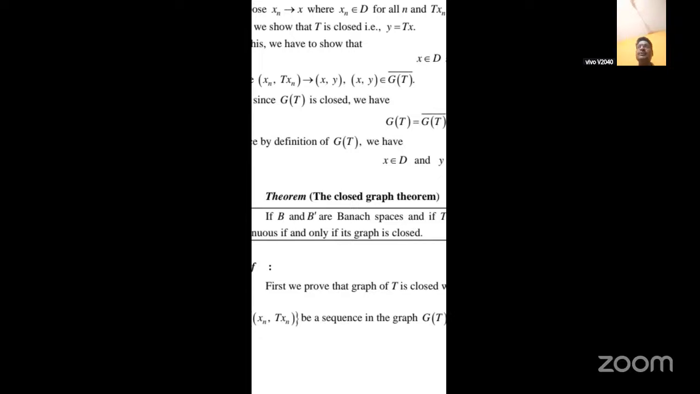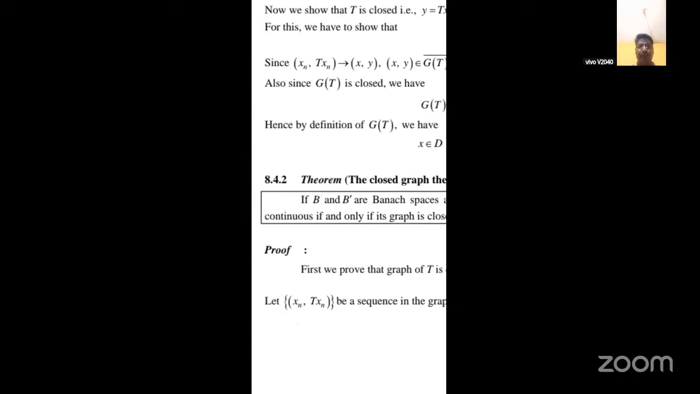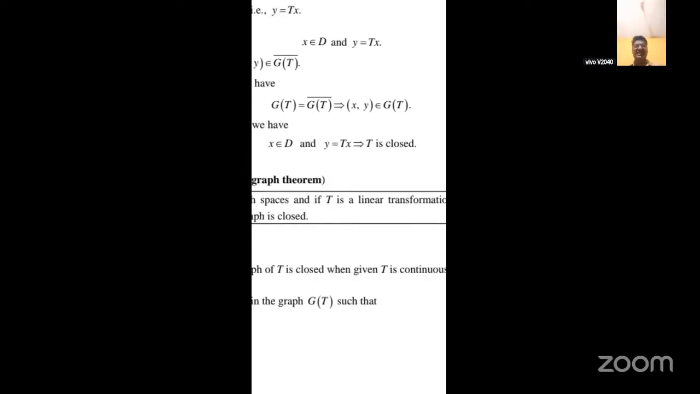Sufficient part: if the graph is closed, where the graph of T consists of the pairs x and Tx, then automatically the transformation is continuous. That is the sufficient part. First, we prove that the graph of T is closed. That is the necessary part.